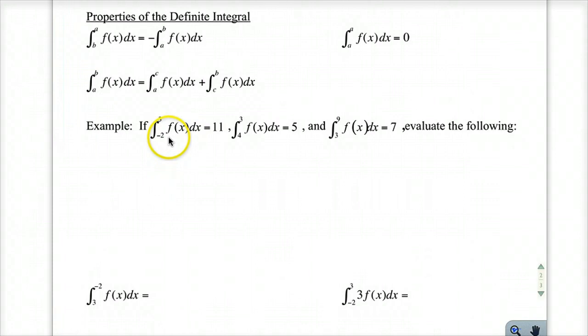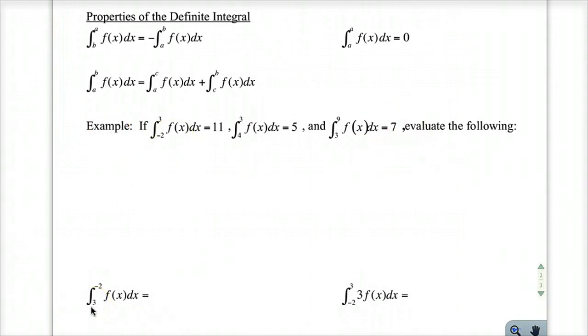In this example, they're giving us the answers for certain integrals. From -2 to 3, it's 11. From 4 to 3 is 5. And from 3 to 9 is 7. So we're expected to use this information to solve these problems. The thing is that there is no function. They didn't give us some antiderivative. They just gave us these values.